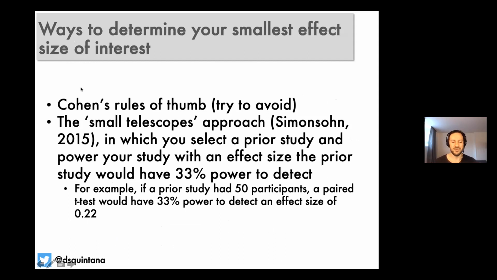Okay, so to summarize, for thinking of ways to demonstrate your small effect size of interest, of course, there's Cohen's rules of thumb, which I've suggested to try to avoid. But there's the so-called small telescopes approach, which I know is a rule of thumb, but it's actually a pretty good one, and will at least give you a good starting point. In this approach, you select a prior study or a body of studies, and you power your study with an effect size the prior study would have 33% power to detect. So if you had a prior study with 50 participants, a paired t-test would have 33% power to detect an effect size of 0.22. So this is a good starting point if you want to use a rule of thumb.